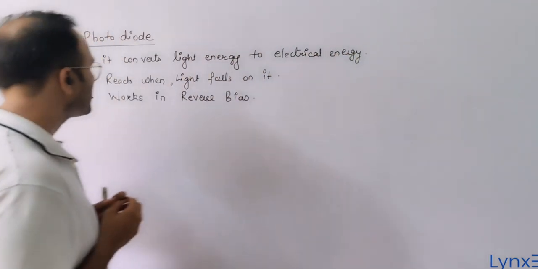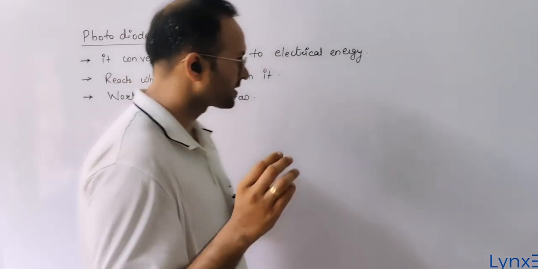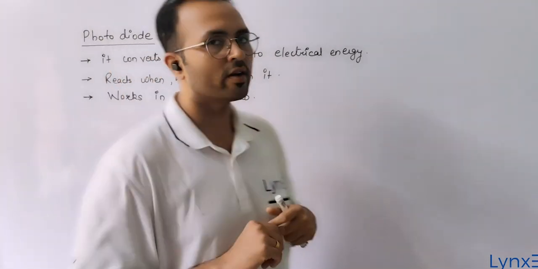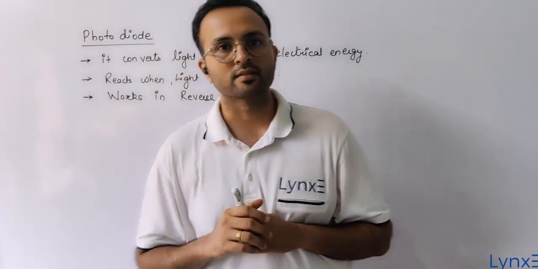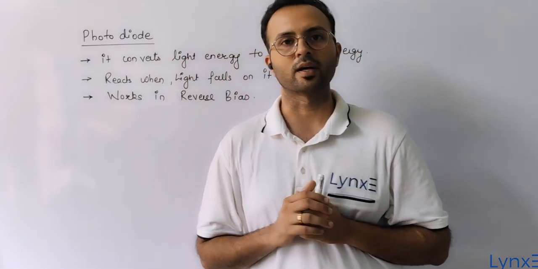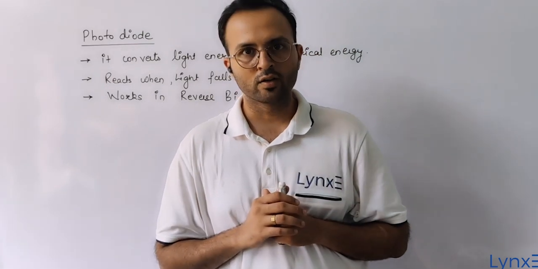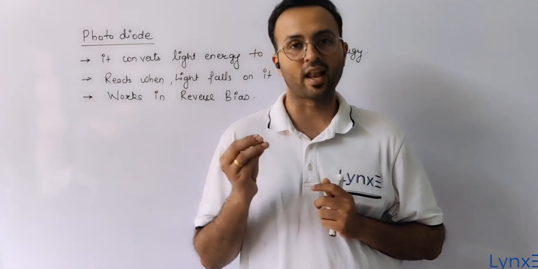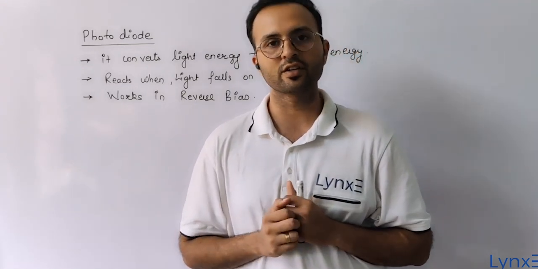Now, second, as I told, it reacts when light falls on it. The most important point is that it works in reverse bias. So it is a PN junction diode, but when light energy falls in the depletion region, it reacts.